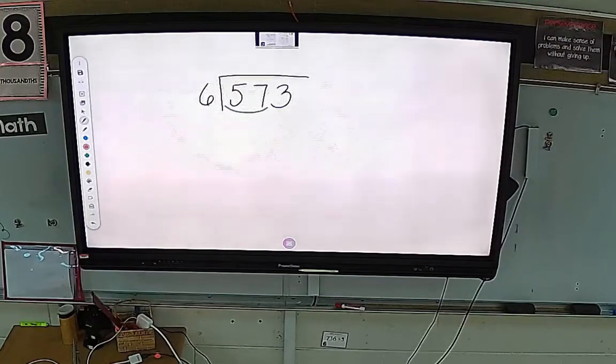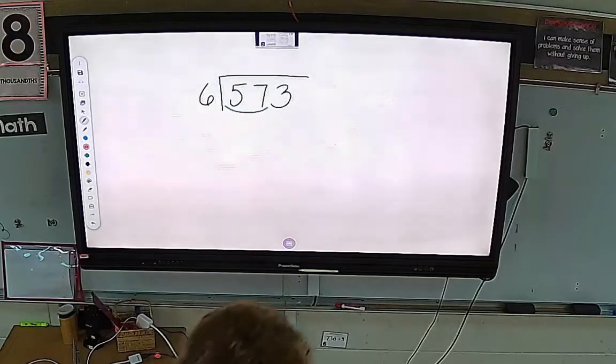What's the closest we're going to get to 57? With 6s. Kinley, what did you put on the top at first? 9, because 6 times 9 is what? 54. That's as close as we're going to get without getting too big.